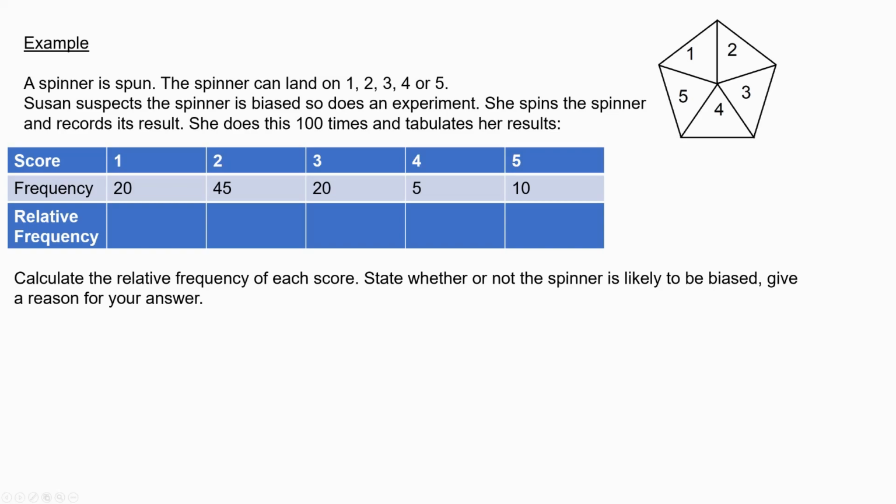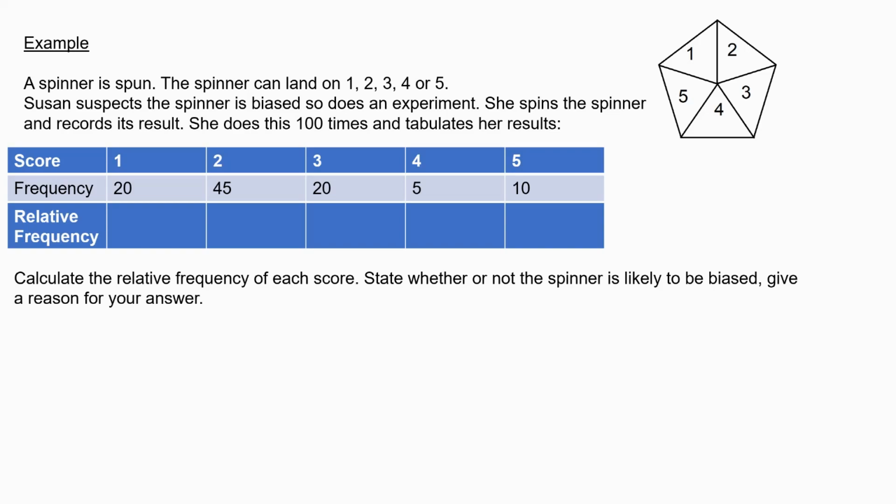Here is an example. A spinner is spun. The spinner can land on 1, 2, 3, 4, or 5. A student suspects that the spinner is biased, so does an experiment. She spins the spinner and records its result. She does this 100 times and tabulates her results as shown. We want to calculate the relative frequency of each score and state whether the spinner is likely to be biased, giving a reason for our answer.